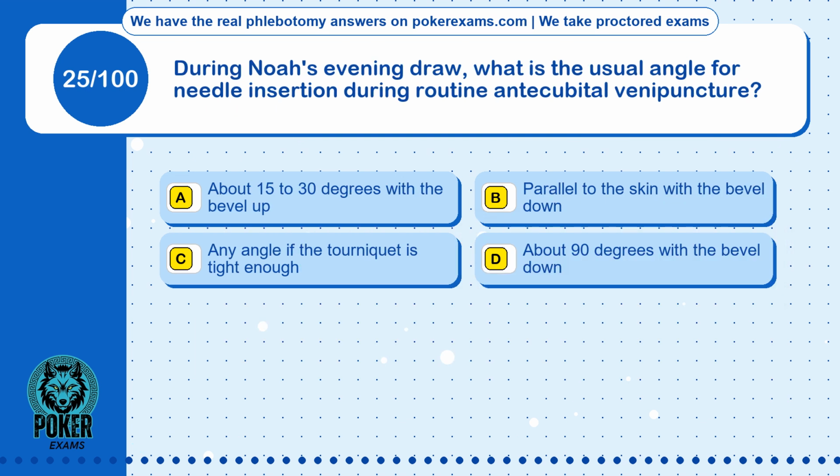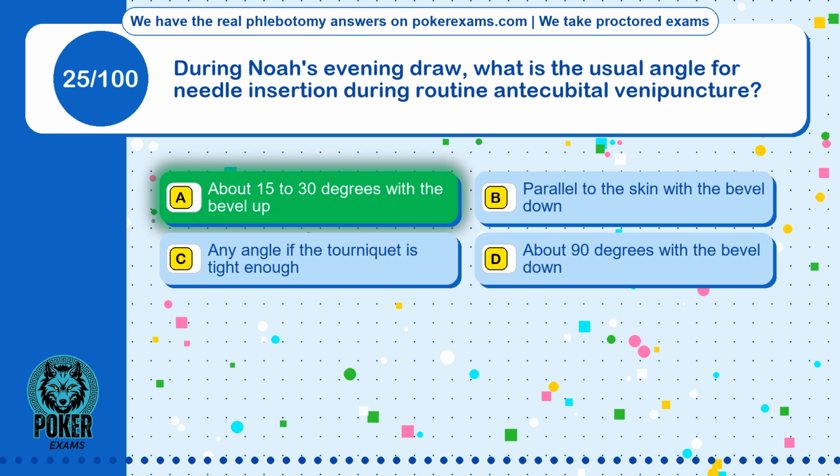Question 25. During Noah's evening draw, what is the usual angle for needle insertion during routine antecubital venipuncture? Option A. About 15 to 30 degrees with the bevel up. Option B, parallel to the skin with the bevel down. Option C. Any angle if the tourniquet is tight enough. Option D. About 90 degrees with the bevel down.